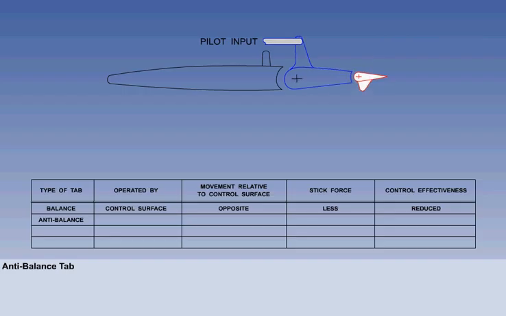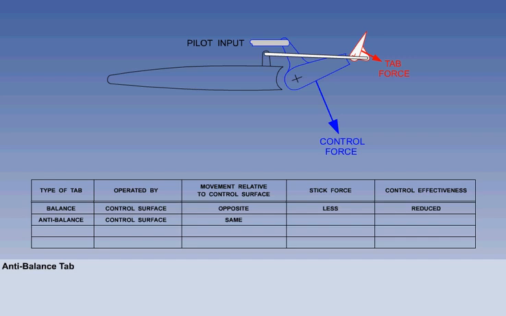The pilot input is connected to the control surface so that when the pilot moves the cockpit control, he or she is directly moving the control surface. There is a link between the fixed structure and the anti-balance tab, but this time when the pilot moves the control surface, the anti-balance tab moves in the same direction. Please note, the anti-balance tab is the only tab that moves in the same direction as the control surface.